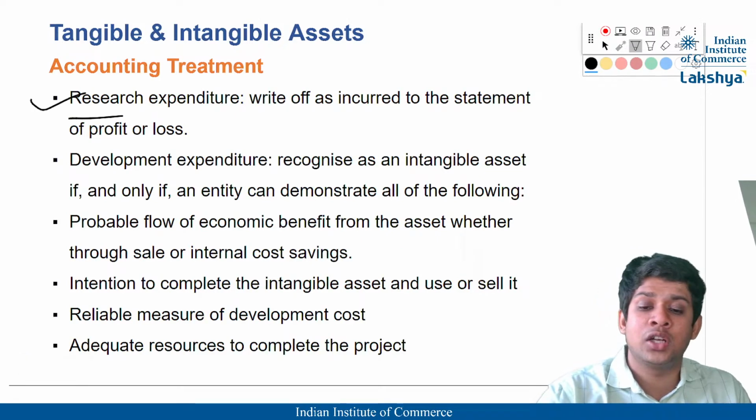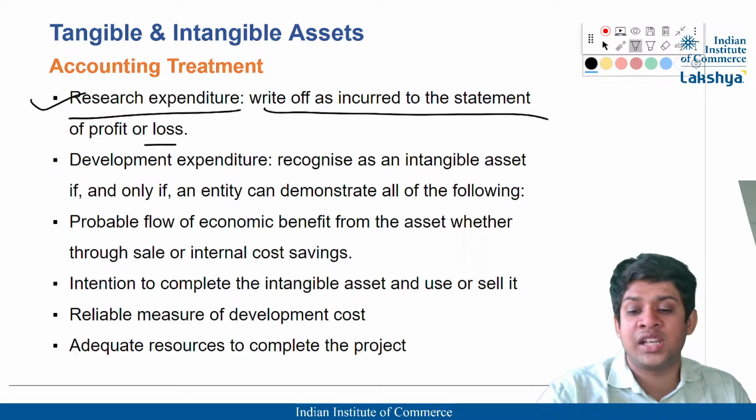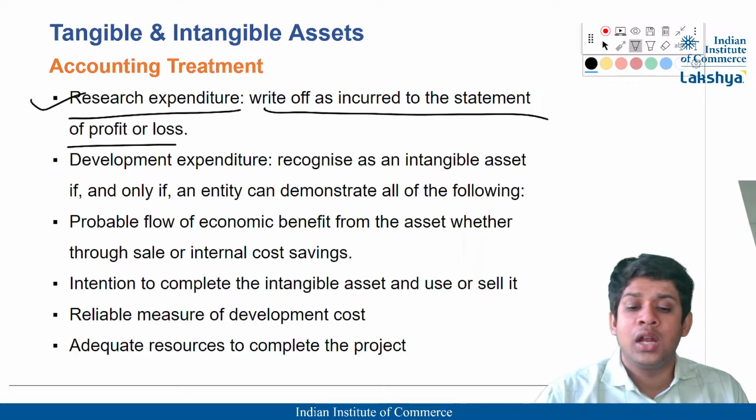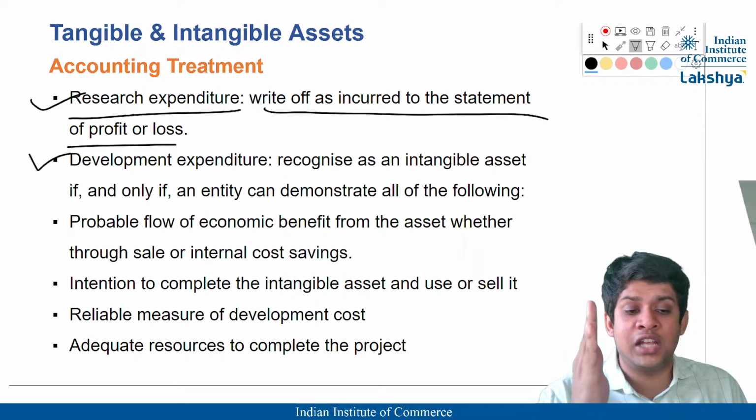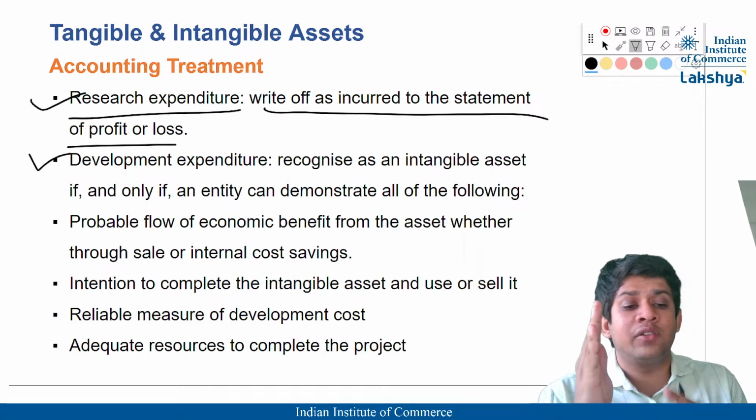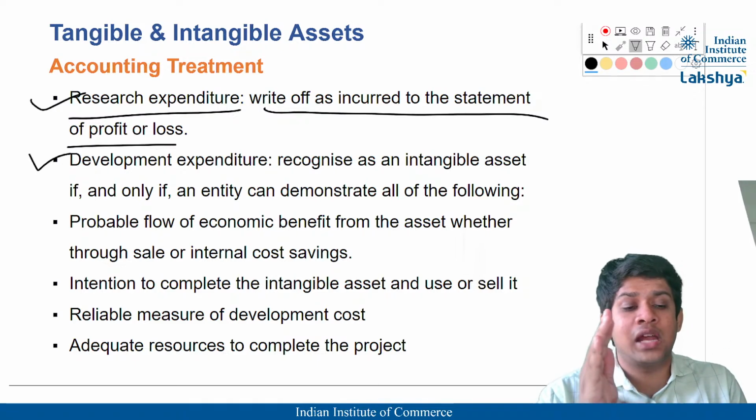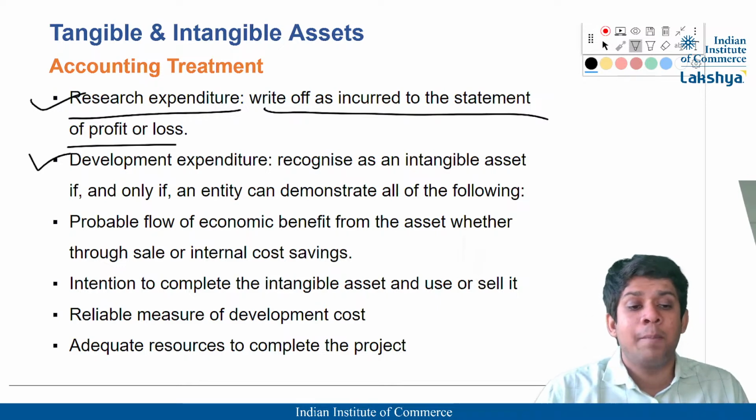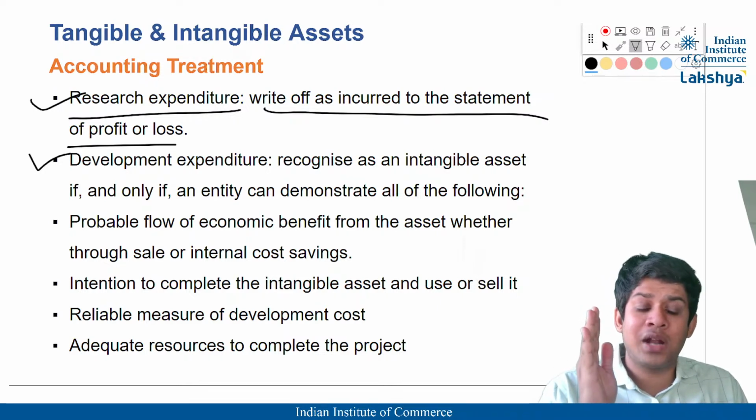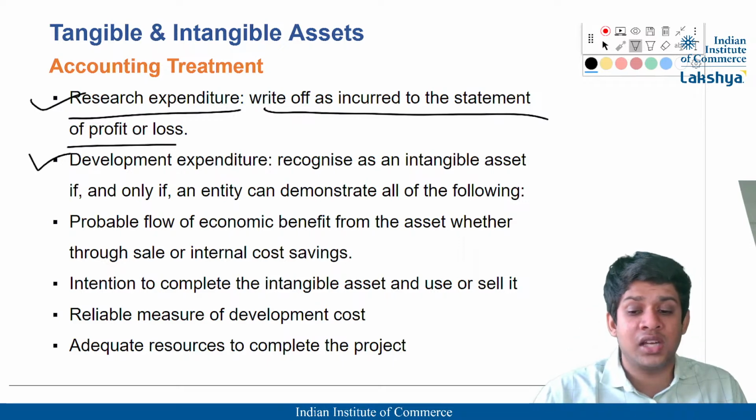So research expenditure you can write off as incurred on the statement of profit or loss, right? Now, development expenditure, I told you that from the stage of development expenditure, whatever expenses I'm incurring are recoverable at a future date. So those expenses can be recognized as an intangible asset. But that stage is there. How would I identify that it is at a development stage?